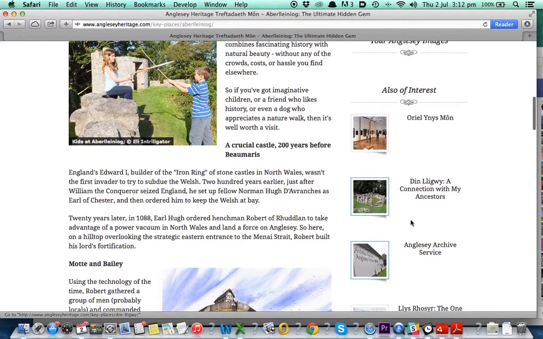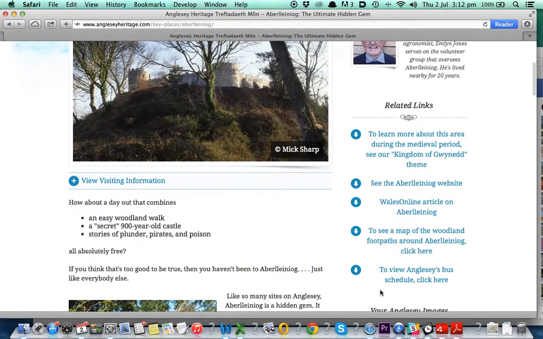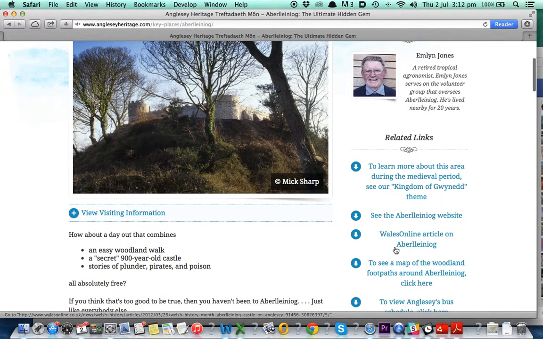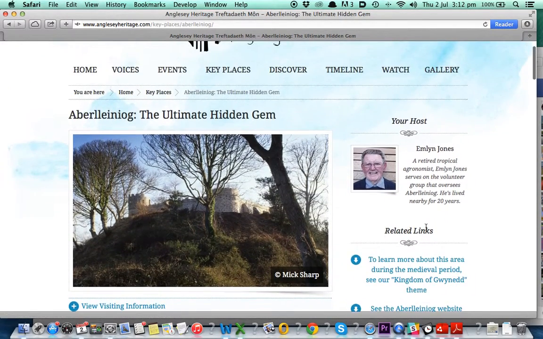These are also of interest, so these are sites that are nearby that one might want to visit the same day. These are related links that have information related, so the themes that are related to Aberlliniog. So it would be related both to the theme of the Princes of Gwynedd, the independent Welsh kings and Welsh princes, and also to the Anglo-Norman conquest. So you'd see links to both of them here, plus some other links.